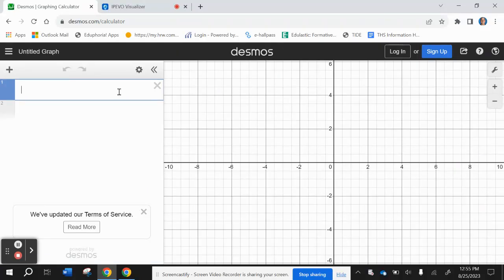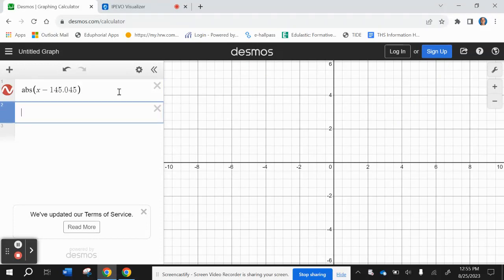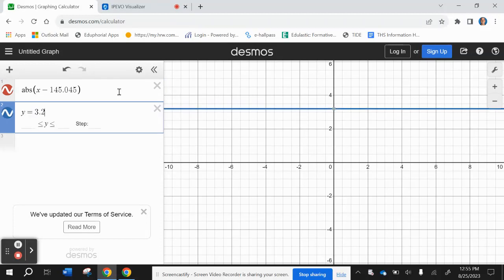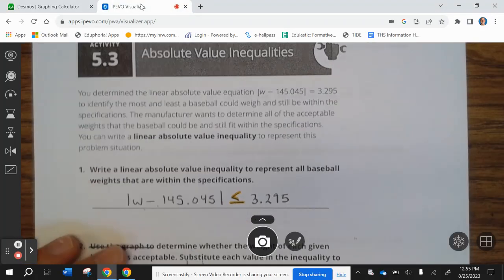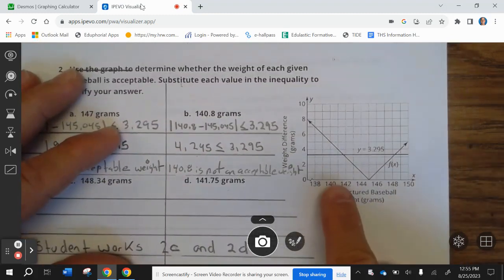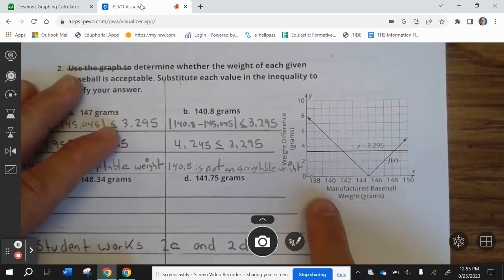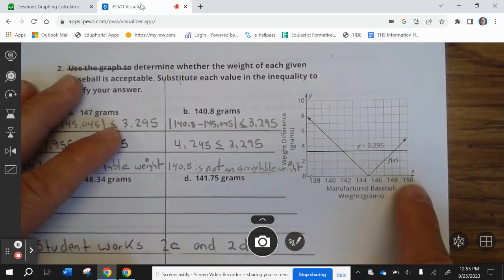Now we want to graph, and we can use ABS, and we have to use X instead of W, minus 145.045. Okay, and we need to graph Y equals 3.295. Now we're basically coming back to this graph right here. Okay, now we can use Desmos, so we're going to adjust it from 138 to 150, 0 to 10.